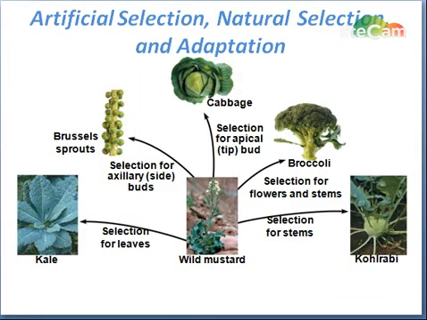So Darwin noted that humans have taken on modifying other species by selecting and breeding individuals with desired traits. This is a process that is now termed artificial selection as opposed to natural selection. From this picture we can see the wild mustard, through selective breeding and getting desired traits, has led to all these different offshoots or descendants of the wild mustard. So from wild mustard we've now got kale, Brussels sprouts, cabbage, broccoli, and kohlrabi.